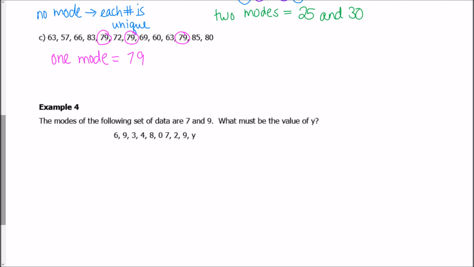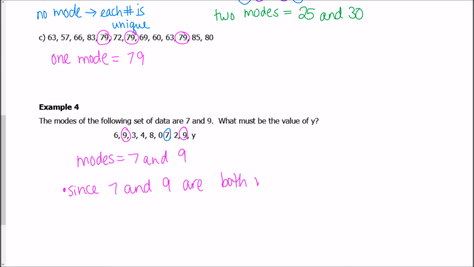Okay? The last example that we have here says that the modes of the following set of data are 7 and 9. What must be the value of y? So here we know our modes are 7 and 9. Okay, so if I look right here, it looks like I have one 7, and it looks like I have two 9s. So since 7 and 9 are both modes, they must occur an equal number of times.